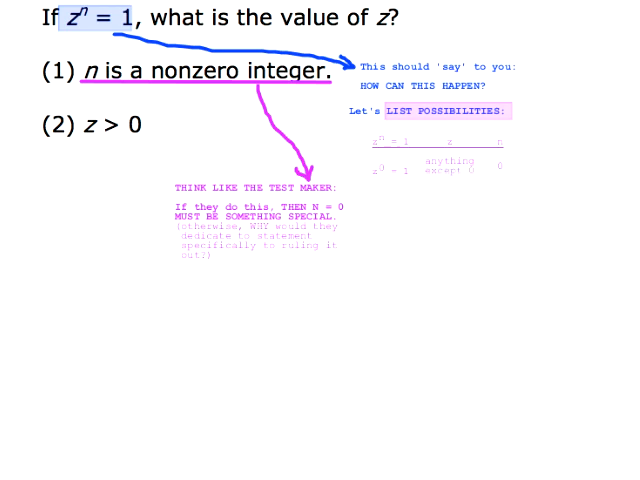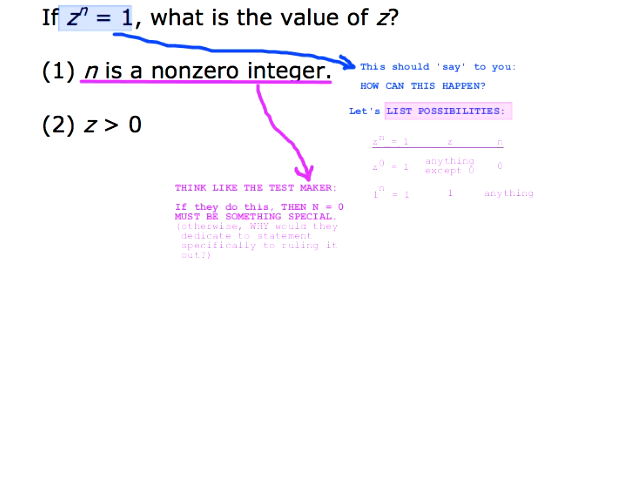0 to the 0 is not a thing that is defined. Because if you try to use laws of exponents, you'll realize that 0 to the 0 would require division by 0. So you can just memorize that 0 divided by 0 is not a thing, but if you play around with exponents, you'll figure out why not. So that's one possibility. Okay, and then you can also have 1 to the n equals 1. And here there's absolutely no restriction at all. So z is 1 and n is any number at all.